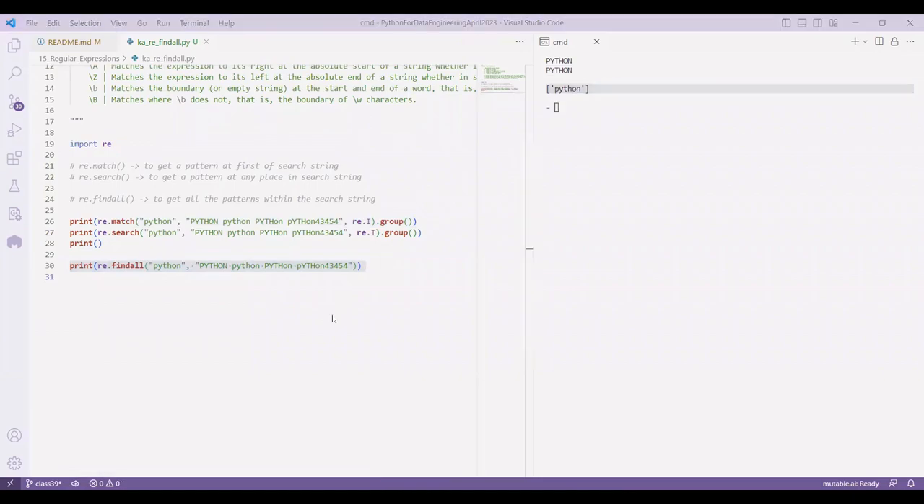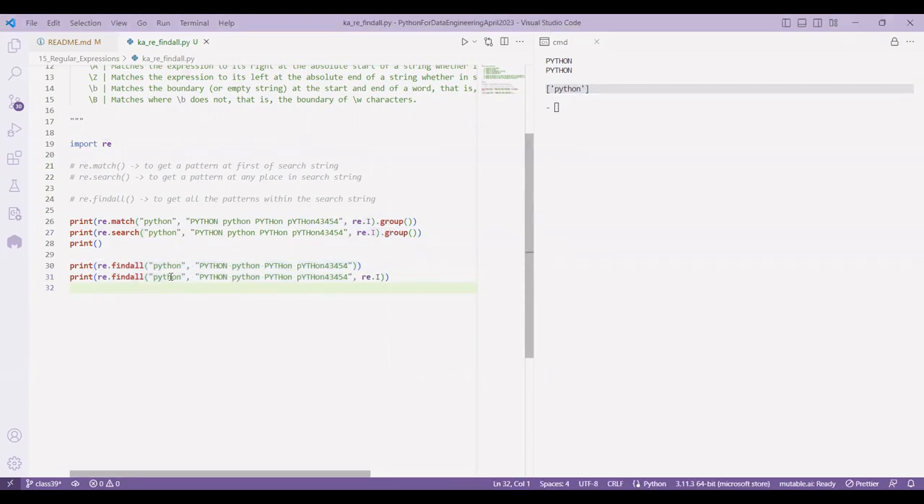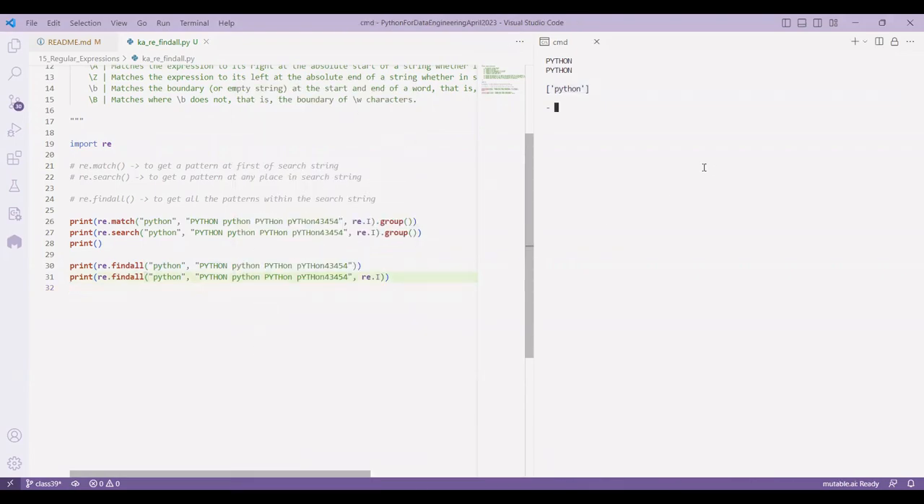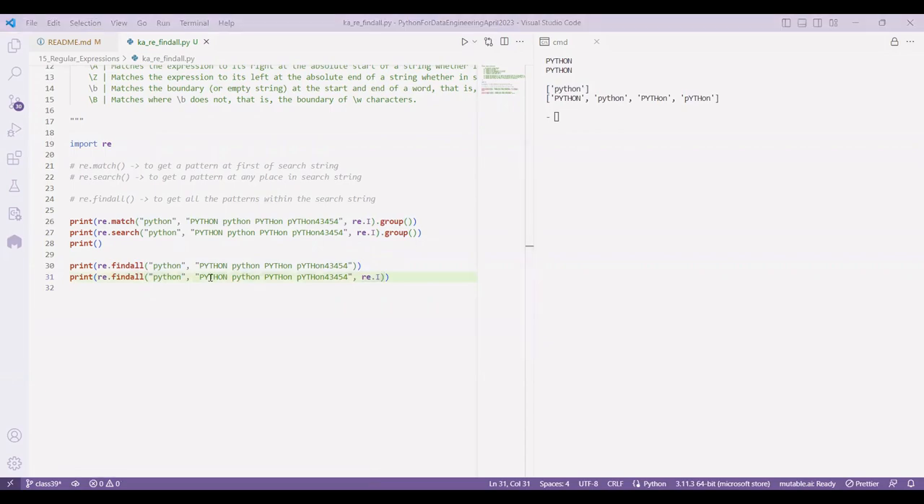And here, why did it give only one? Because I didn't give the ignore case flag. If I give the ignore case flag, then Python in any case, you will get it. It can be upper, lower, mixed, anything. Now, did you see how many times Python occurred? All Pythons came because you told it to ignore the case.